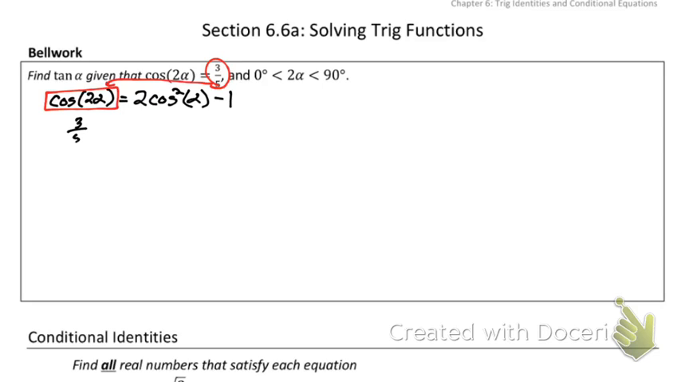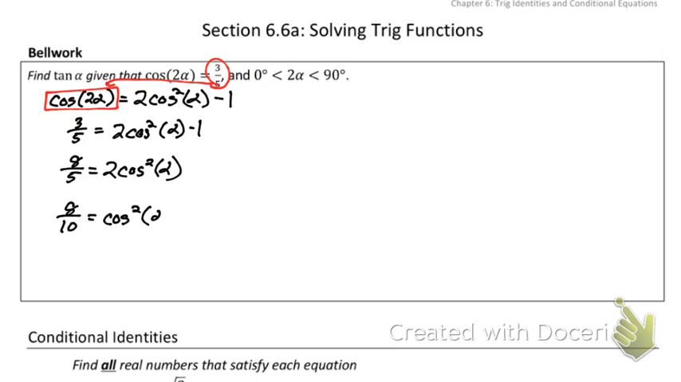So then we have 3 over 5 equals 2 cosine squared alpha minus 1. Add 1 to both sides. Adding 1 to both sides is actually adding 5 over 5. So that's going to be 8 over 5 equals 2 cosine squared alpha. When I divide both sides by 2, sometimes just to make it easier with fractions, I think about it as multiplying by 1/2. If I multiply both sides by 1/2, I'm going to come up with 8 over 10 equals cosine squared alpha. First of all, I'm going to reduce this. This is actually 4 over 5.